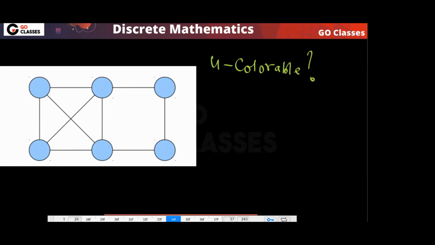So let's see. You can notice one thing. If I give color number 1 here, I cannot give color number 1 here. So let me give color number 2. For this vertex, I cannot reuse these 2 colors, so let me give color number 3. Now these 3 colors I cannot use for this vertex, so let me give color number 4. Now, is this 4 colorable? Can I reuse color number 1? Yes, I can reuse. Can I reuse color number 2? Yes. So is it 4 colorable? Yes, this is 4 colorable.